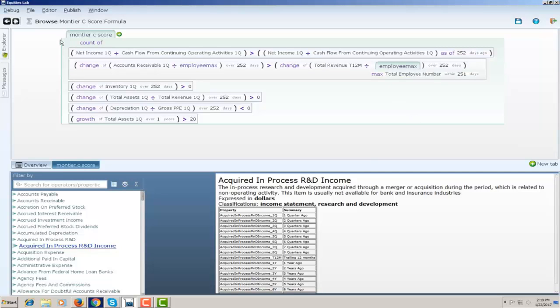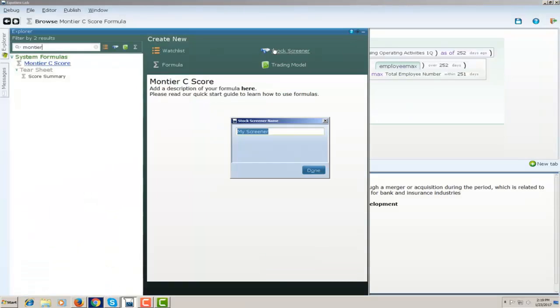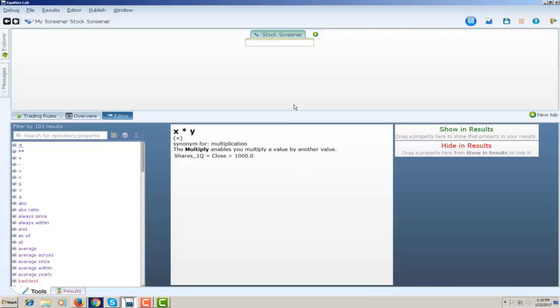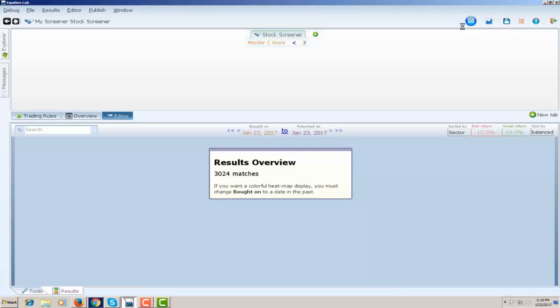Let's go ahead and check and see how well this does within a strategy and build its own screener. So we're going to head over here to stock screener. We're going to quickly build a screener, and we're just going to import the Montier C Score, and we are going to look for a score of less than 3. So the lower the score, the better. And we are going to press go. It's going to give us all the companies that fit.